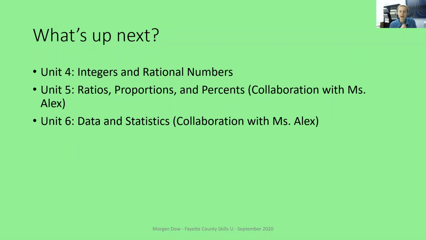And then unit 6, we're going to do some work with data and statistics. So that means we're going to be looking at graphs and charts. We're going to be finding averages of numbers, things like that. Units 5 and 6, we're hopefully going to be doing a little collaboration with Miss Alex's lessons those weeks. So the topics and problems that we cover in math class are going to be connected to the work and the reading that you're doing with Miss Alex. And we're going to be doing some learning about government and civics, and hopefully it'll be interesting and relevant, and you'll learn a lot during those units. So that's what's up next.